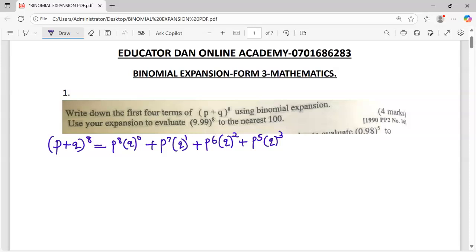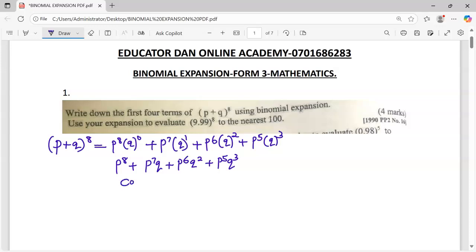Any number raised to 0 is 1, so q^0 is 1, and therefore 1 times p^8, we are going to end up having p^8, plus p^7 will remain p^7, and of course q^1 will be q, plus p^6 q^2, plus lastly p^5, then q raised to the power of 3.